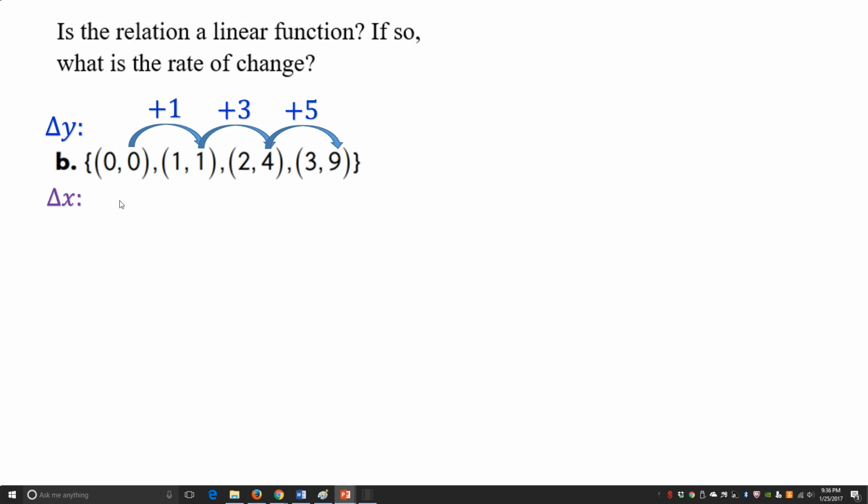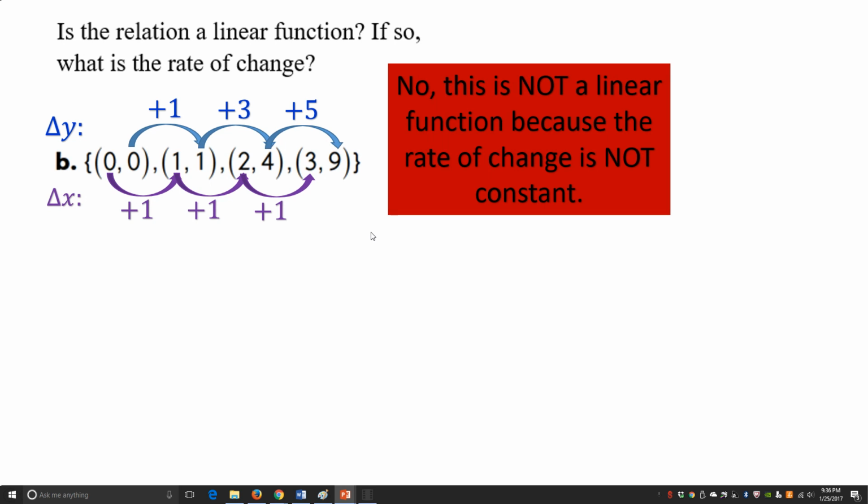So right now we already have concern that this is not going to be constant. But let's double check the x values. We go from 0 to 1, that's +1. We go from 1 to 2, that's +1. We go from 2 to 3, that's +1. So these are constant, but these aren't. Therefore, we have a 1 over 1 rate of change, a 3 over 1 rate of change, and a 5 over 1 rate of change between the points. So it is not linear because the rate of change is not constant.